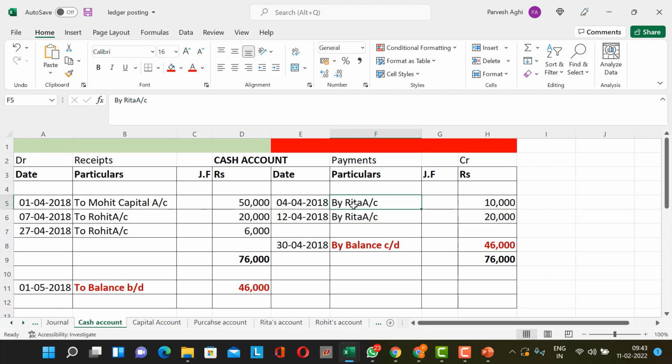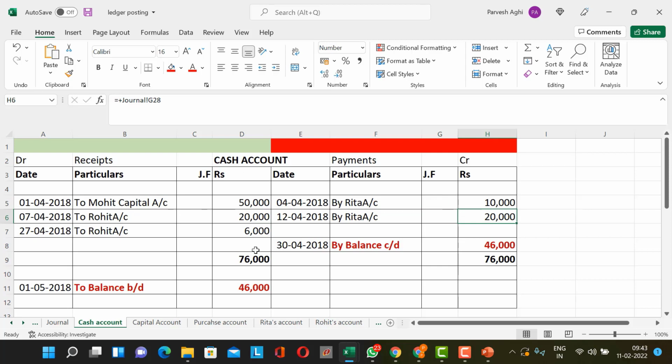So we have made two payments. On 4th of April we paid 10,000 to Rita. On 20th April, we paid 20,000 to Rita. Okay. Now, who is Rita? Our customer or our supplier? Supplier. And when we buy goods from our supplier, we have to pay her. So that's why it's coming under the payment column. So 10,000 and 20,000 we have paid to Rita.